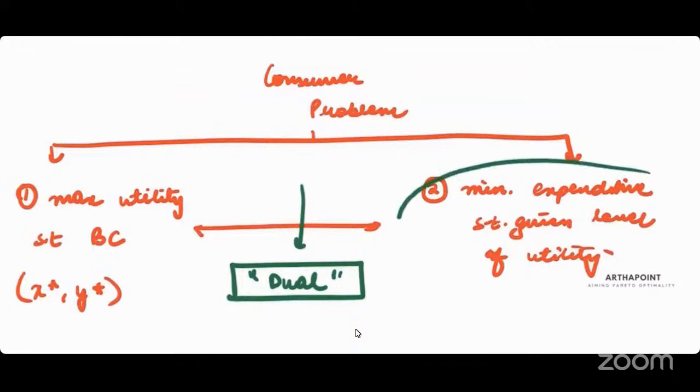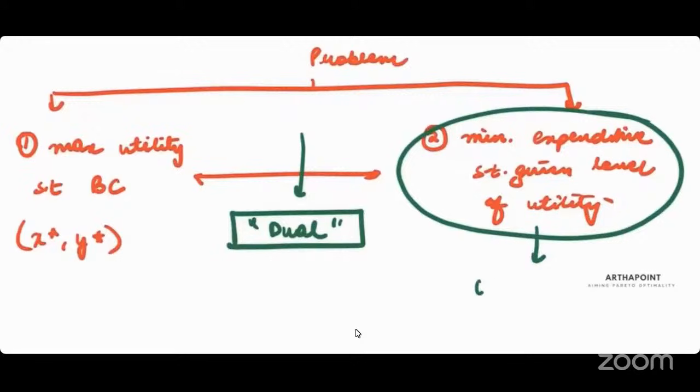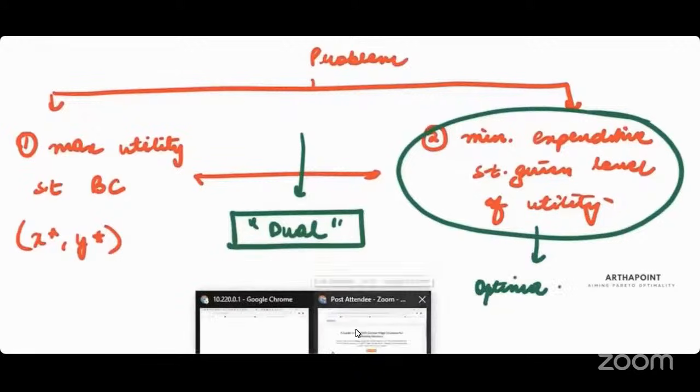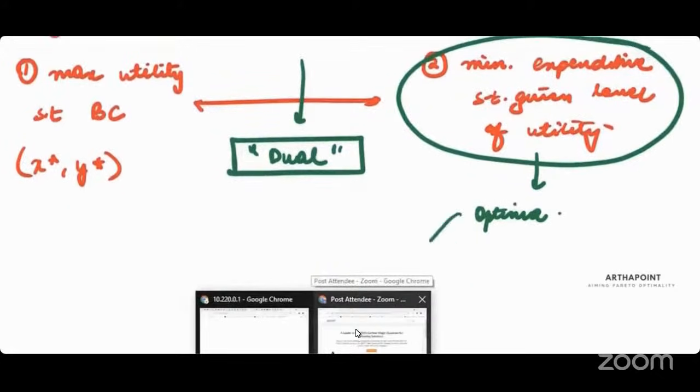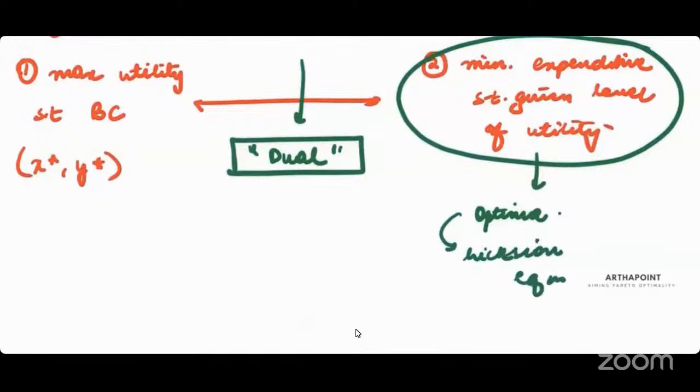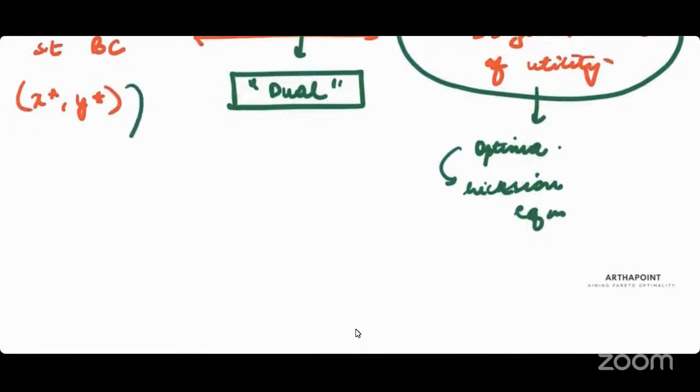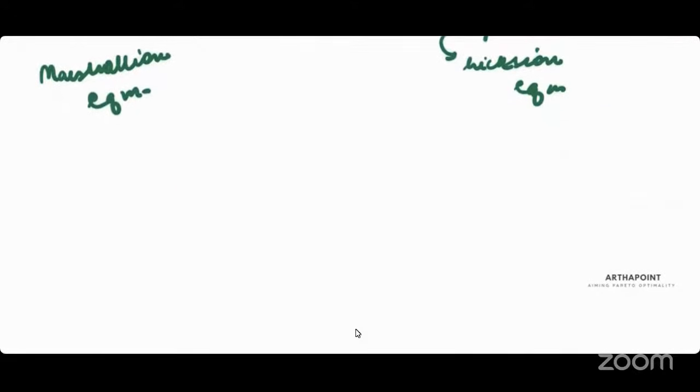But when we use this technique and when we get the optima values from here, that is known as Hicksian equilibrium. Whereas when I use this to find the optima, I get Marshallian equilibrium. So let's see this. What am I doing in this case?